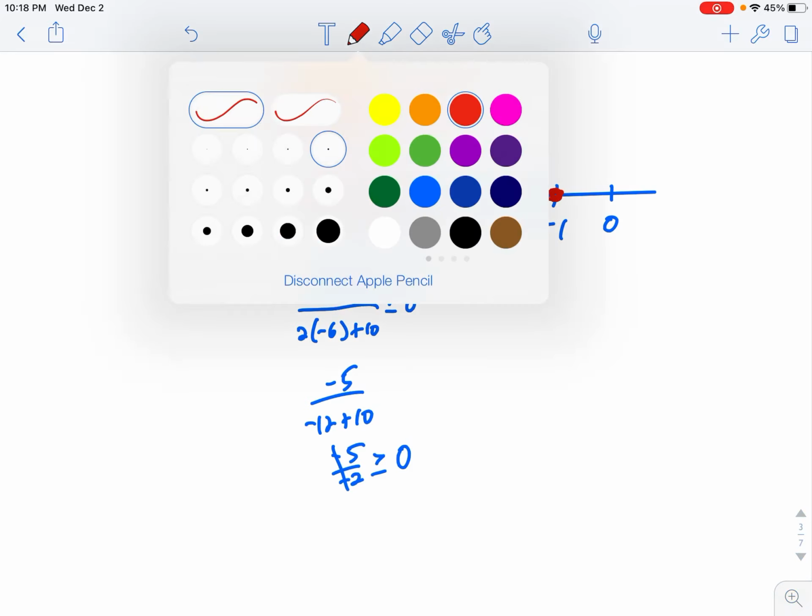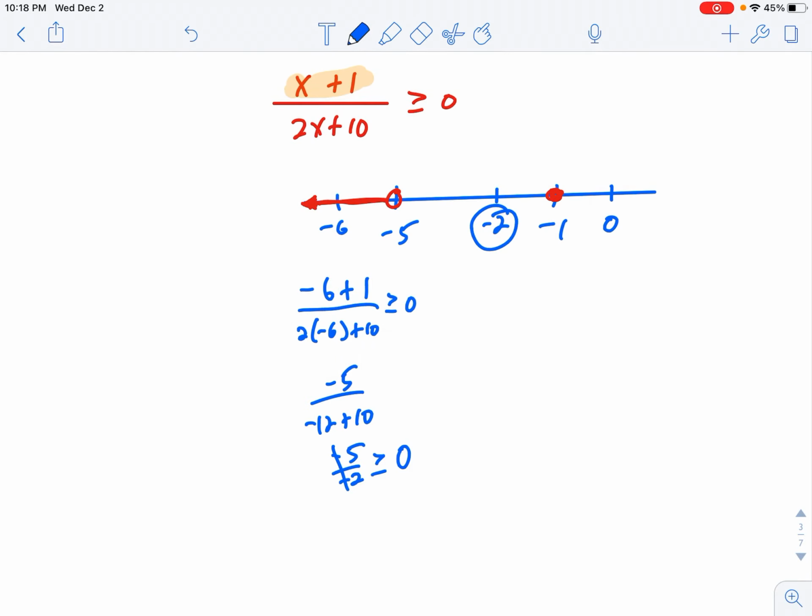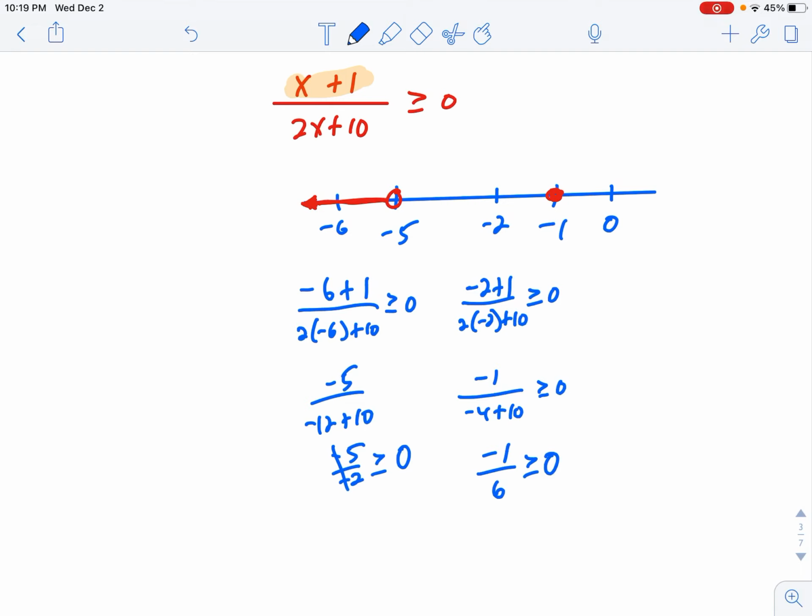Now let's do the same thing with negative 2. Negative 2 plus 1 over 2 times negative 2 plus 10. Is that greater than or equal to 0? Negative 2 plus 1 is negative 1. 2 times negative 2 is negative 4 plus 10. That gives me negative 1 over 6, which is a negative number. Is negative 1 over 6 greater than or equal to 0? No, it is not. So we don't shade in the middle.